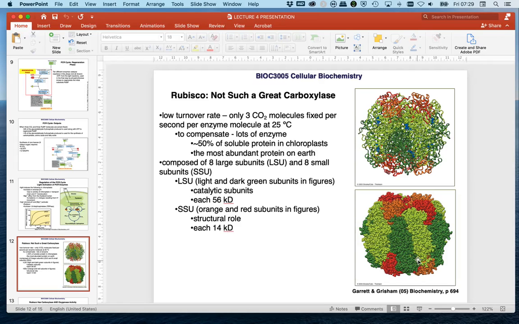I don't expect you to remember the sizes. It's more in relation to one another. Small subunit about 14 kilodaltons, large subunit about 4 times bigger.